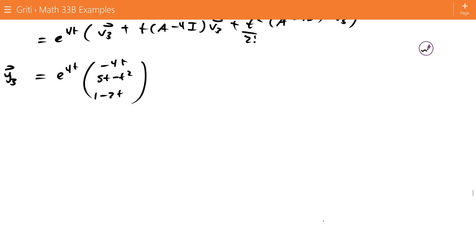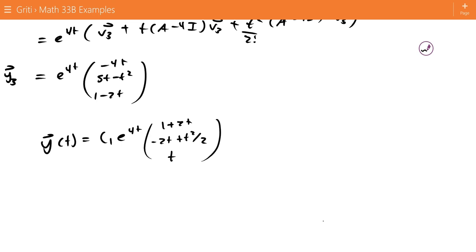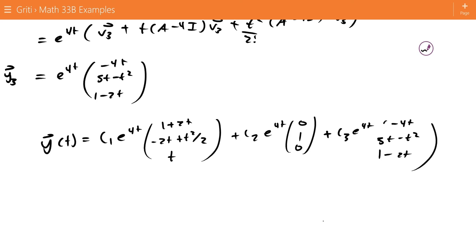So combining all these, our general solution is going to be c1 times e to the 4t, 1 plus 2t, negative 2t plus t squared over 2, and t, plus c2 e to the 4t, 0, 1, 0, plus c3 e to the 4t times negative 4t, 5t minus t squared, and 1 minus 2t.